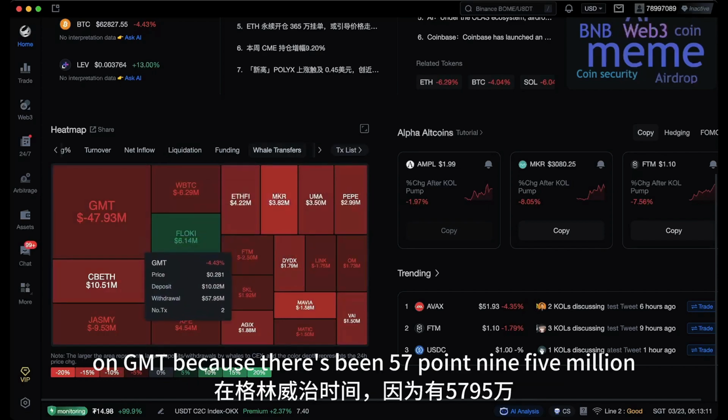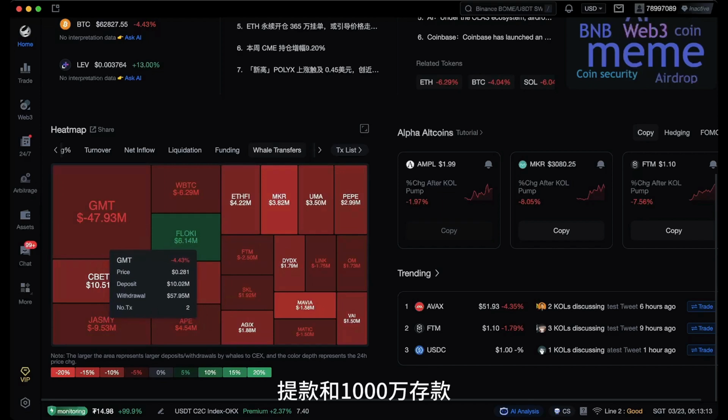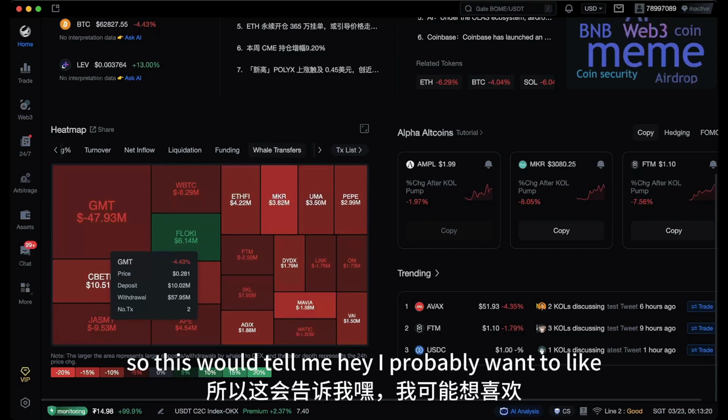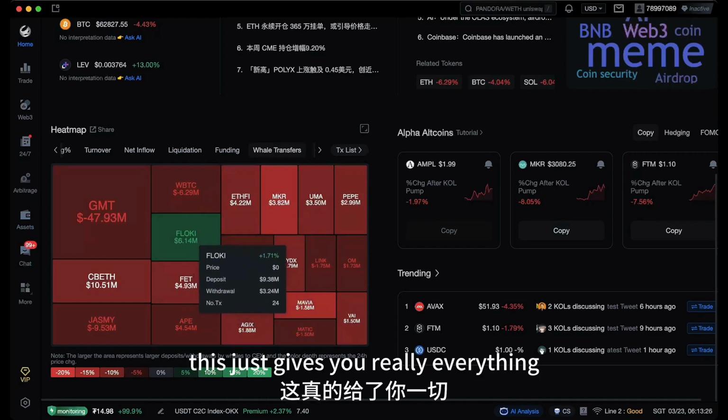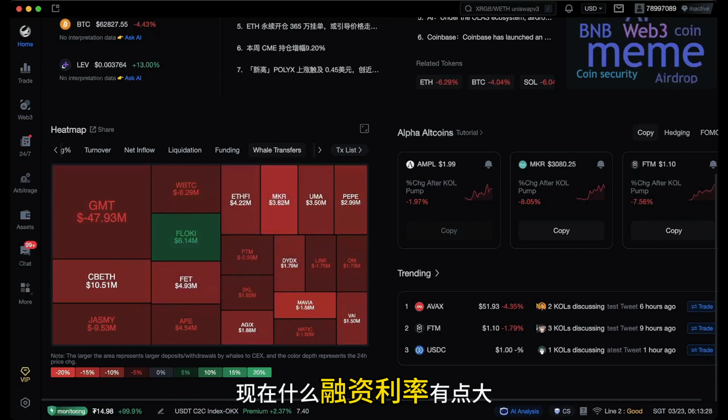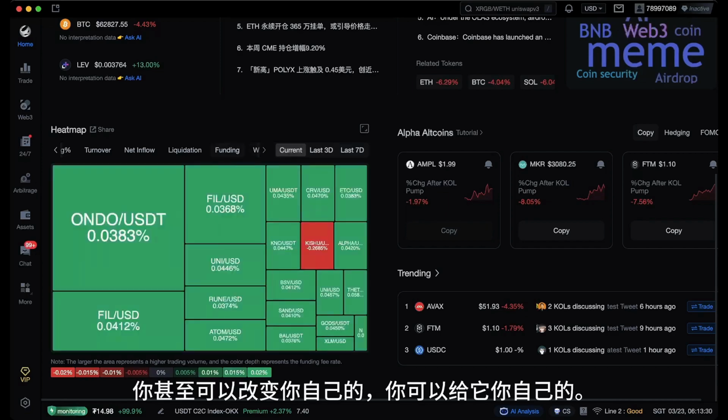Because look, this shows us that I could actually be quite bullish on GMT because there's been 57.95 million withdrawals and 10 million deposits. And the only coin that's actually had more deposits is Floki. So this would tell me, hey, I probably want to, what's it called, long GMT and short Floki. This just gives you really everything you need.